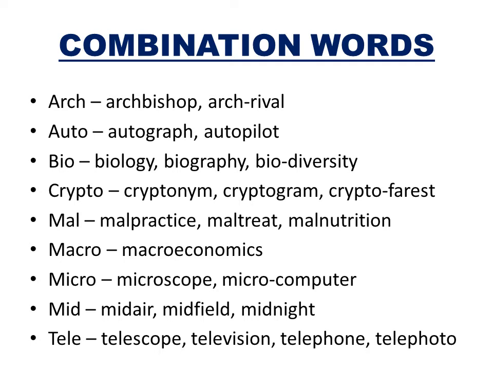There are some examples of it, like archbishop, archrival, autograph, autopilot, biology, biography, cryptonym, cryptogram, mal-practice, maltreat, malnutrition, macro, micro, mid, tele. All these have examples as well. So these are basically the combination words. They add up to a different word and then make a totally different word with a different meaning, and these are mostly of Greek or Latin origin.